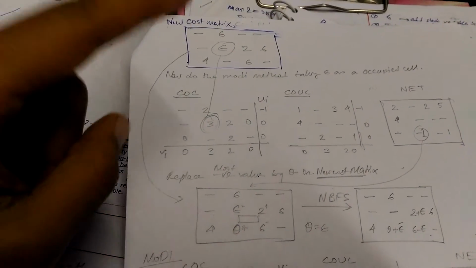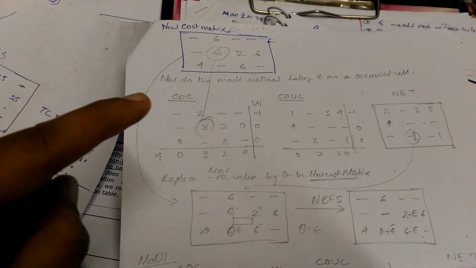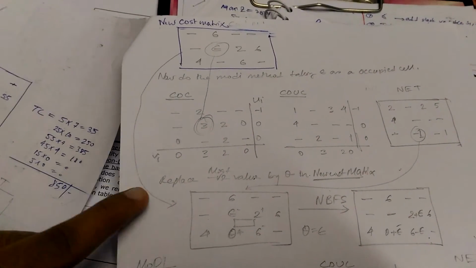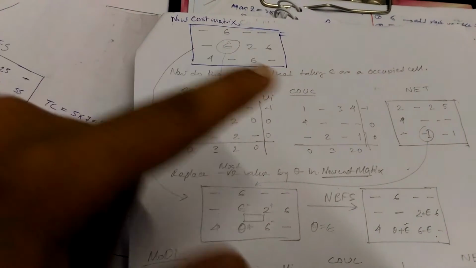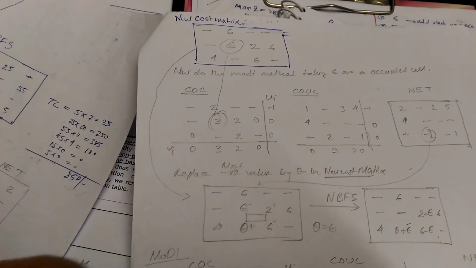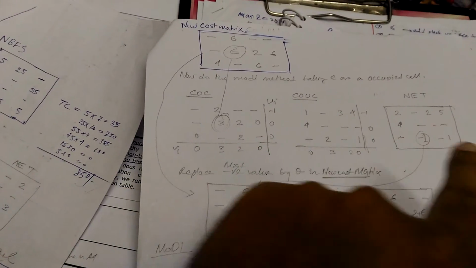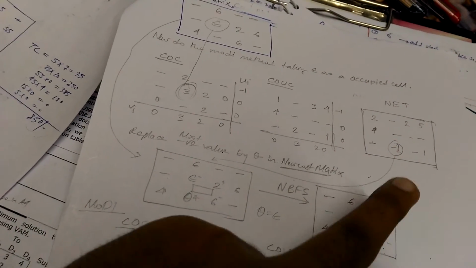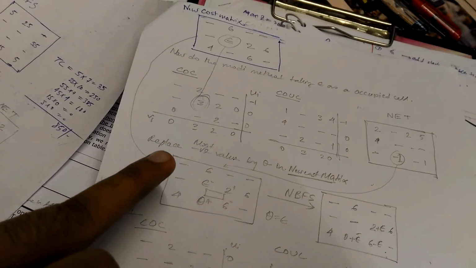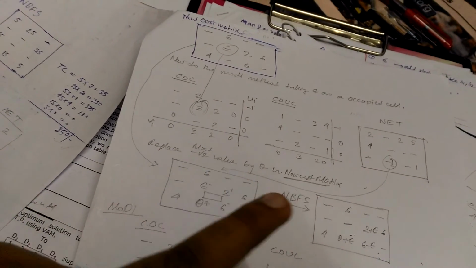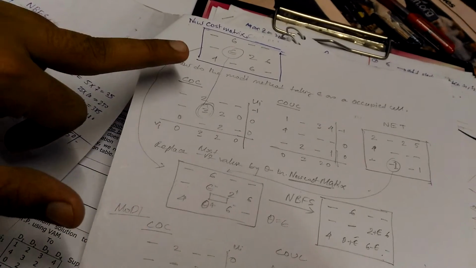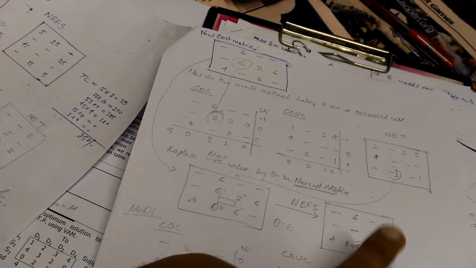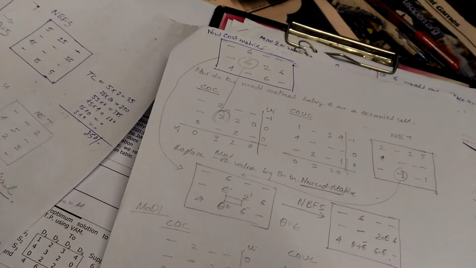Then again we have done the Modi method, taking epsilon as an occupied cell. In that way we have solved the Modi method. But again in the Modi method we have a minus 1. Since there is a minus 1, we have to replace the most negative value by theta in the new cost matrix. So this is the new cost matrix. This minus 1 we have to replace by theta.